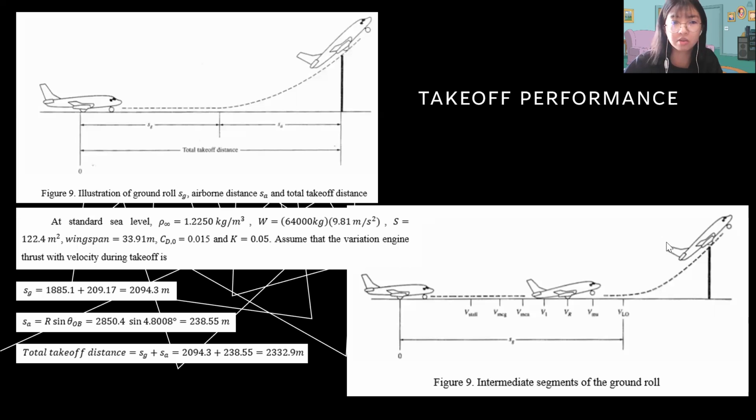Takeoff performance. From the figures, we can see that the total takeoff distance is the summation of ground roll and also airborne distance. The ground roll can also be divided into many small segments. So our total takeoff distance is about 2,000 meters.